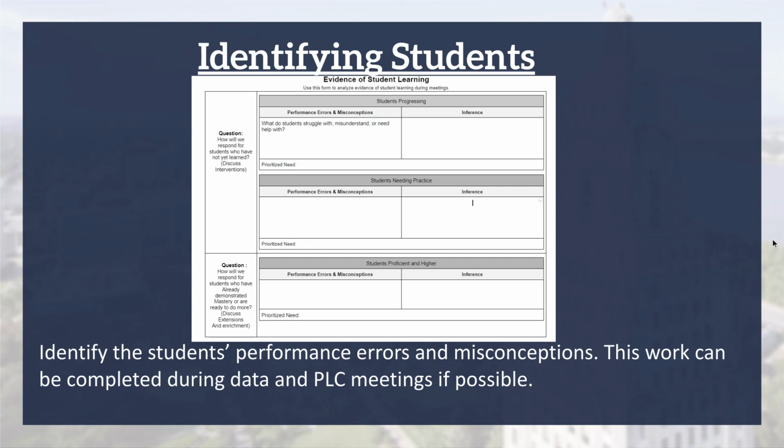So when identifying the students' performance errors and misconceptions, this work can be completed during data PLC meetings or planning time. So after you look at the standards, you want to look at what errors or misconceptions my students had after I saw they didn't do well on a certain standard. So for instance, looking at their work, well, I see they did badly on this standard. Why did they do badly? Maybe it's because they struggle with adding and subtracting negatives, multiplying fractions. It could be so many different things. They didn't know the geometry definitions, which are very important when working with geometry.